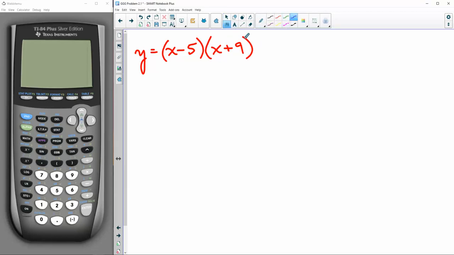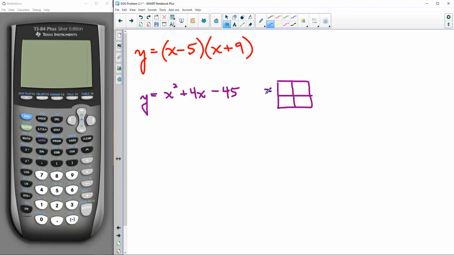All right, so this is factored form. What makes most sense to me is to go into general form first. So that would be y equals x squared plus 4x minus 45. Negative 45 is the product of negative 5 and 9, and 4 is the sum of negative 5 and 9. That really only works when there's nothing in front of the x, and we could make a rectangle diagram to show that as well.